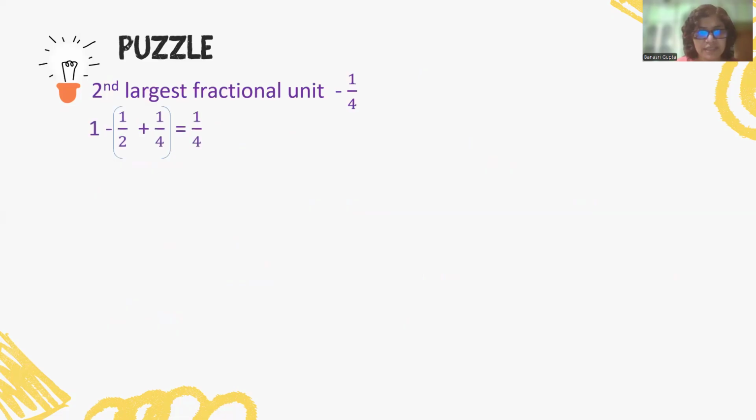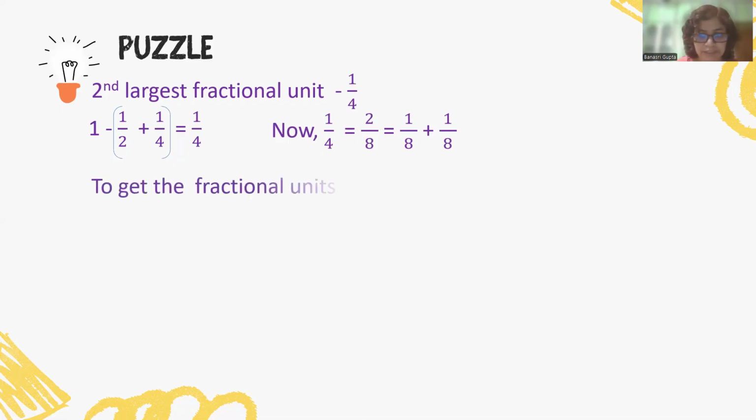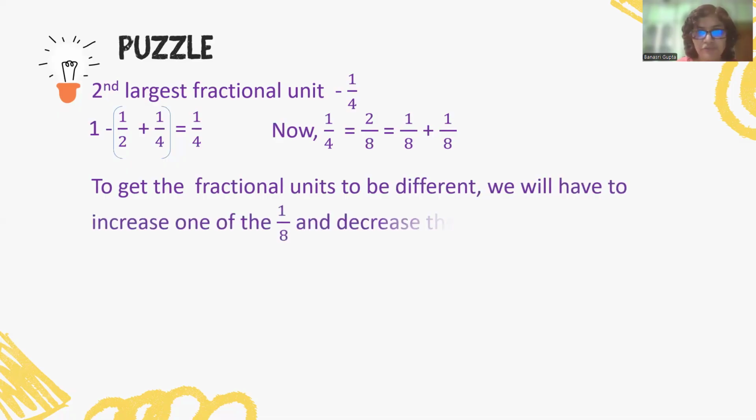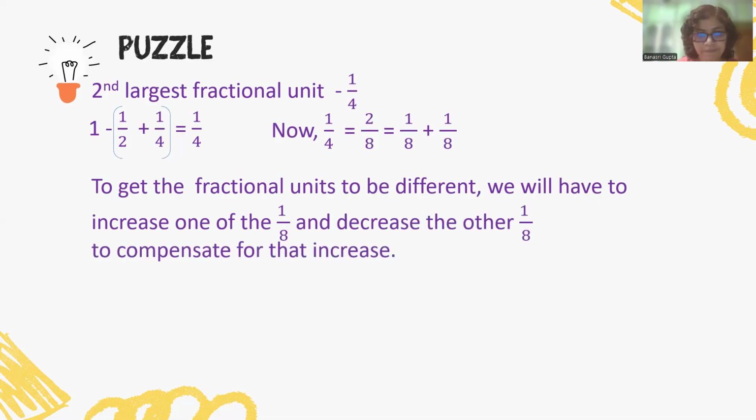We can again see it in a different way. We subtract the sum of these first two fractions from 1. So we get 1/4. Now we can write 1/4 as 2/8 because we need two more unit fractions. So we now make it as 1/8 and 1/8. Now similarly we will approach this also. So we'll have to increase one by 8 and decrease the other by 8.